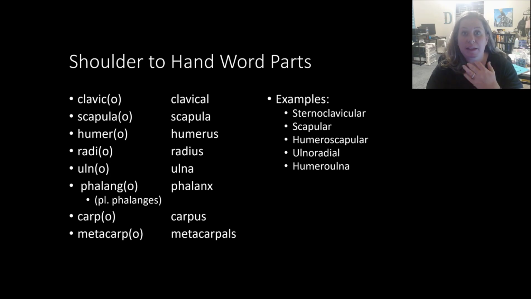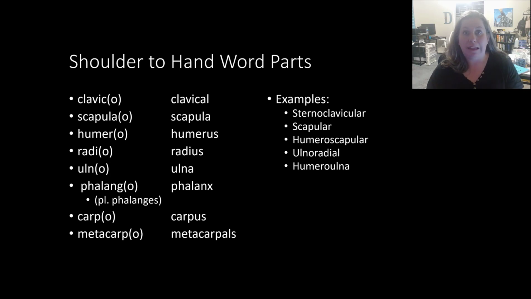Carpo is for carpus, which are your actual wrist bones, and so you hear a lot of times that carpal tunnel is an issue with the wrist due to these bones. And then metacarpals are for the palm of your hand.